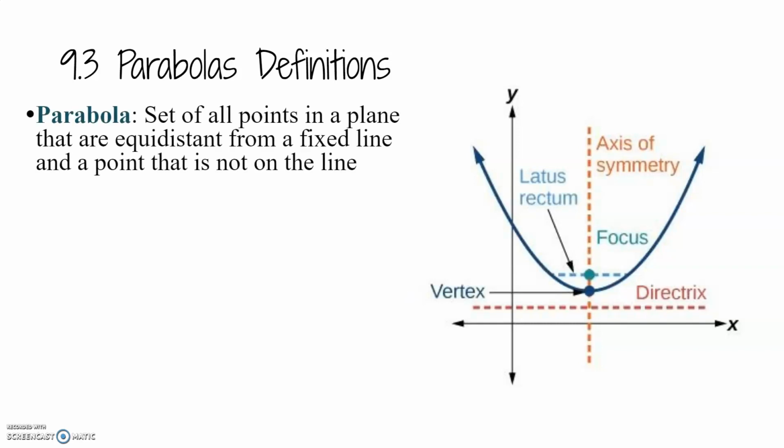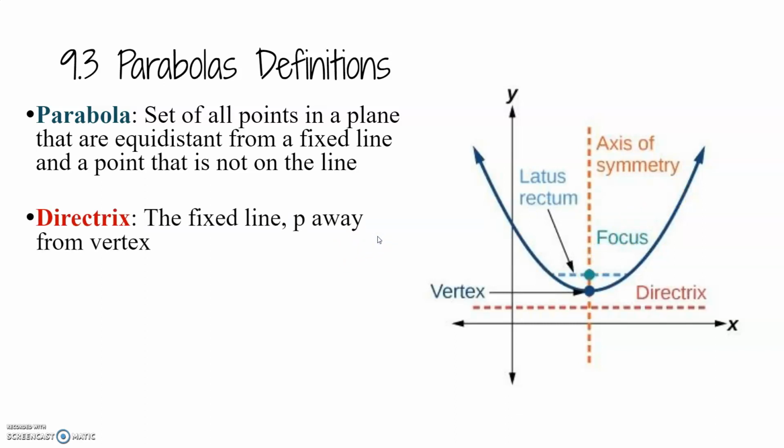So the official formal definition of a parabola is the set of all points on a plane that are equidistant from a fixed line and a point. So any point on this blue parabola we see, if I measure that to this red dotted line here, and we call that the directrix, versus measuring to the focus, this point here, those two distances are always going to be the same. So the directrix I already hinted at is a fixed line in that definition.